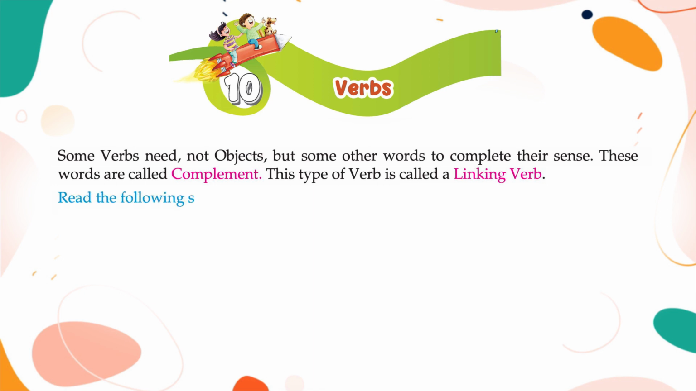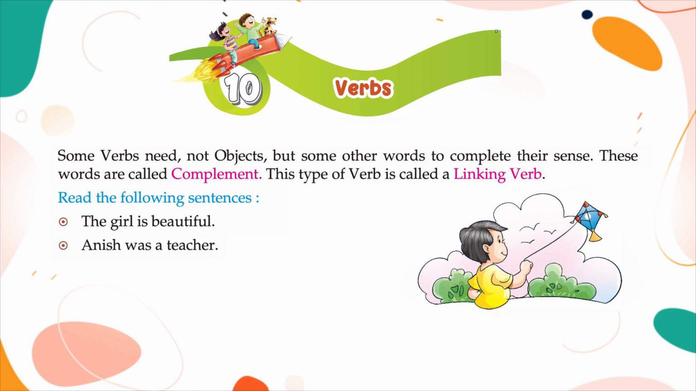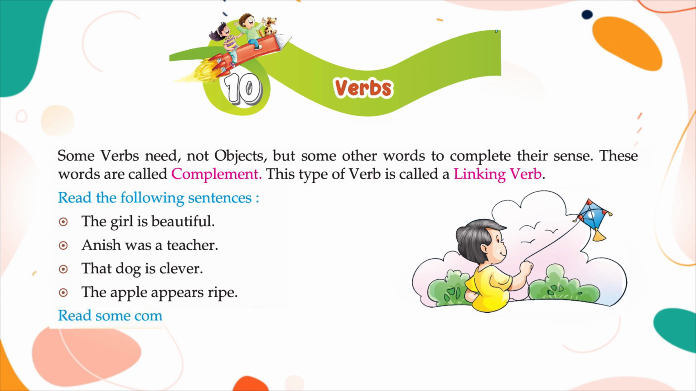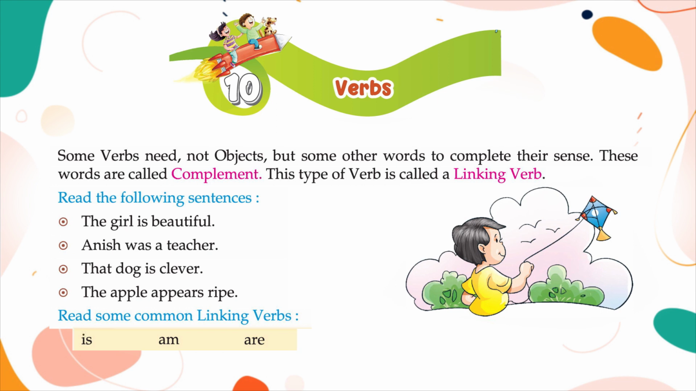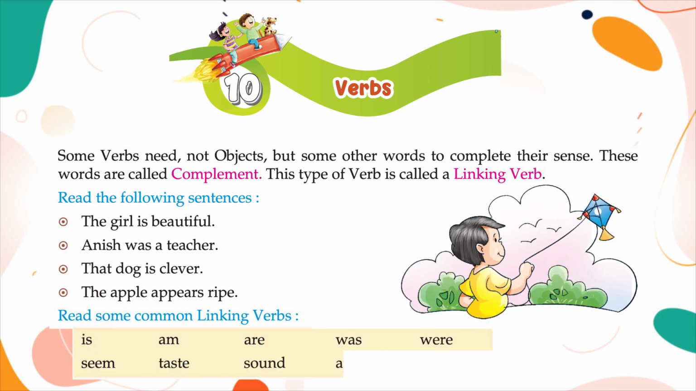Read the following sentences. The girl is beautiful. Anish was a teacher. That dog is clever. The apple appears ripe. Read some common linking verbs. Is, am, are, was, were, seen, taste, sound, appear, look, etc.